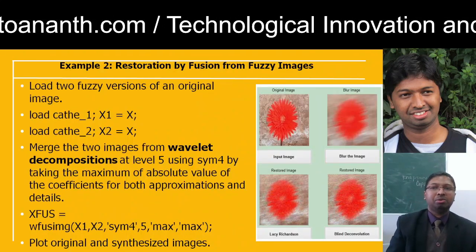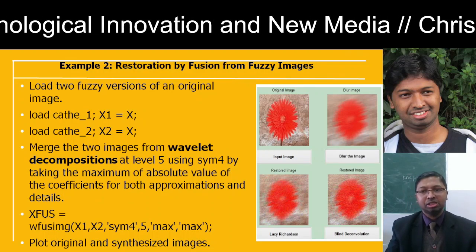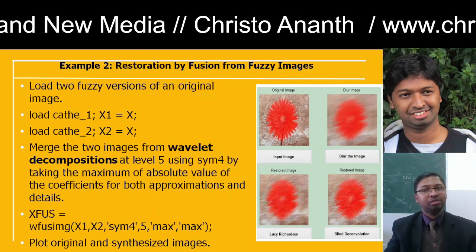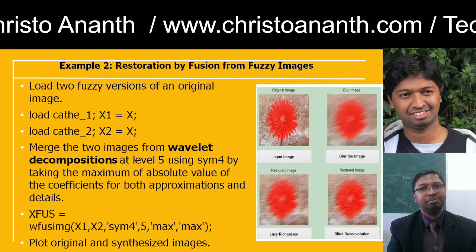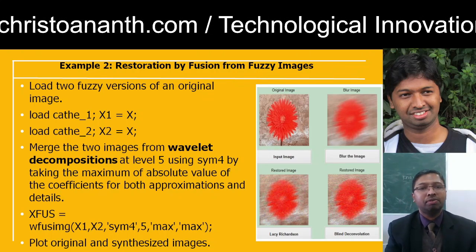So here what you are going to do is consider an original image, then go to blurring the image, then go with the restored image. Okay, and you will go with the blind deconvolution, in order to restore the details hidden in the particular image. So here you will go with the restoration by fusion from fuzzy images.